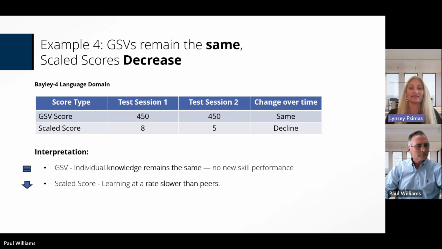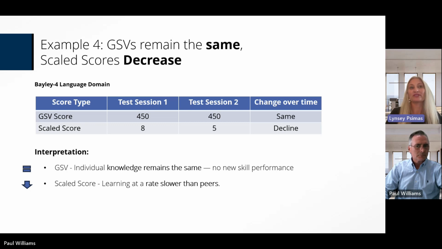And in the last example, we can see the GSV remains the same, but the scaled score decreases. The GSV is telling us that their level of knowledge, what they know, their skills are the same, but that with the scaled score, they're learning at a rate slower than peers.